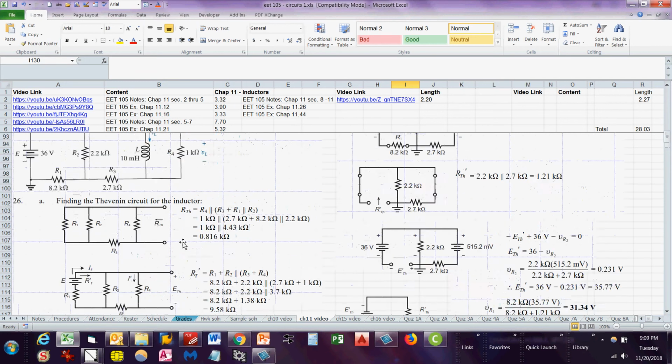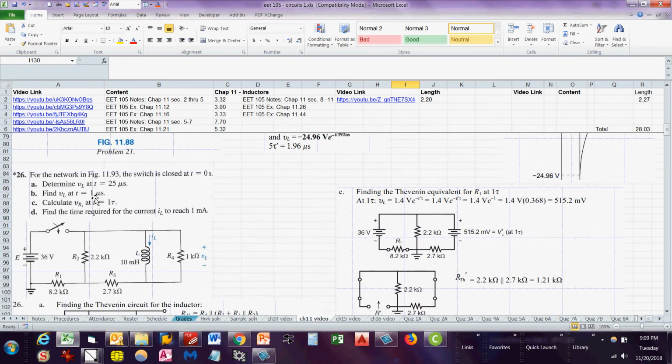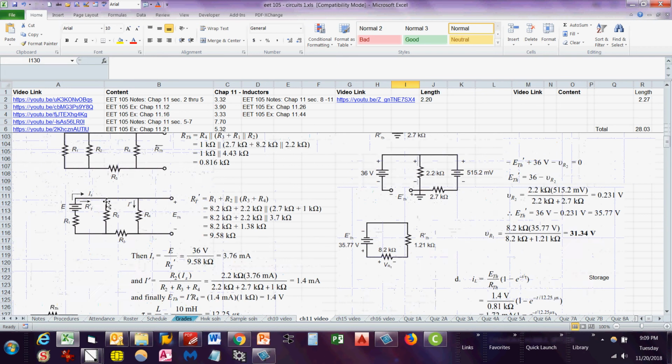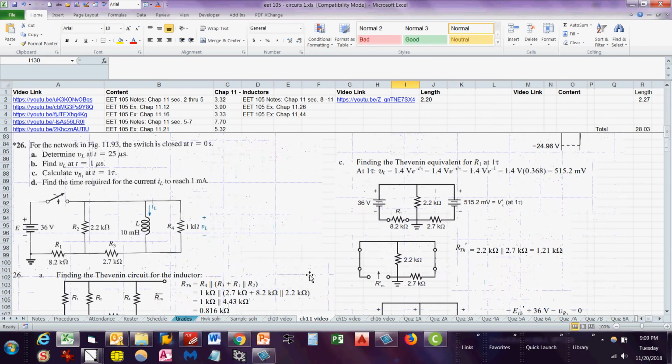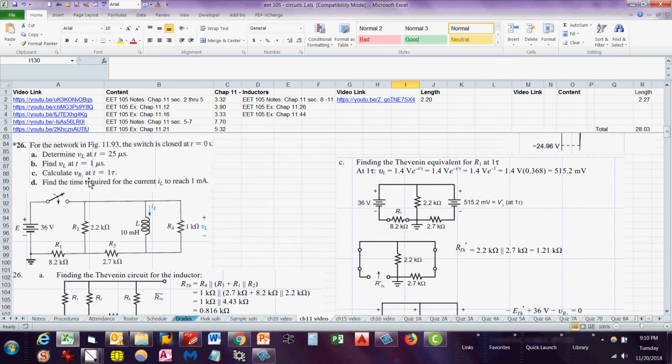Then it says find VL at t equals 1 microsecond. So you use the same formula. You put in t is 1 microsecond, 1.4 times e to the minus 1 microsecond divided by 12.25 microseconds. Do the math, and you get 1.29 volts. Part C says calculate VR1 at t equals 1 time constant, 1 tau.